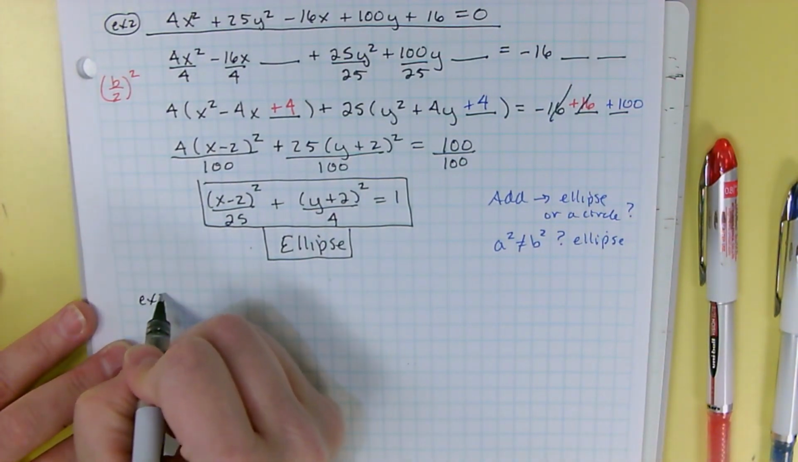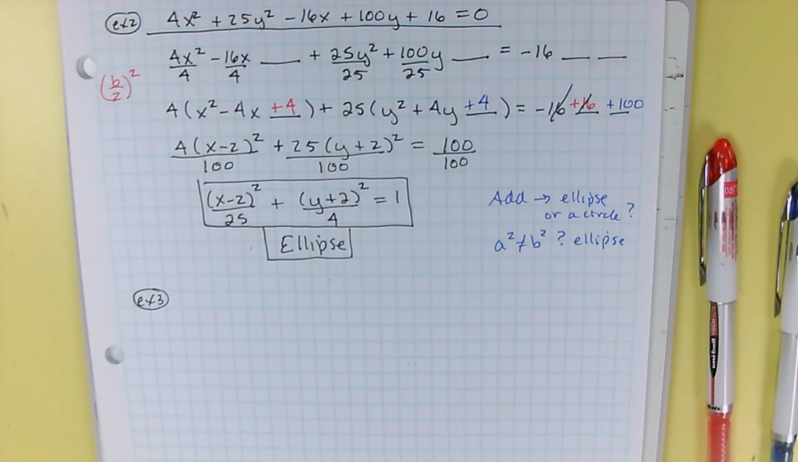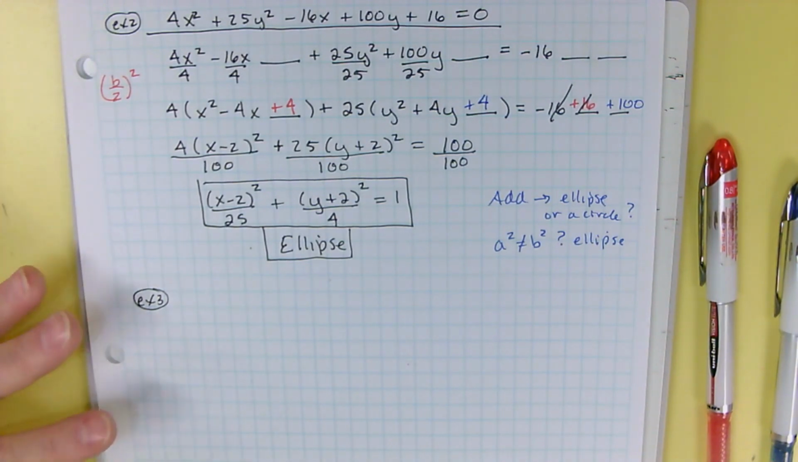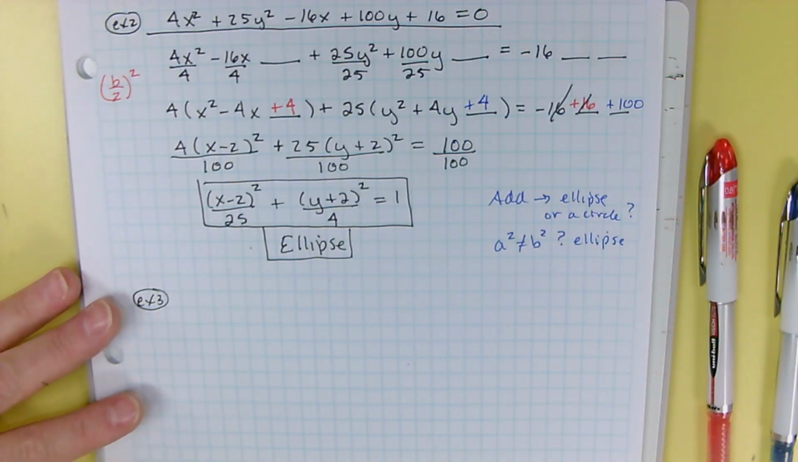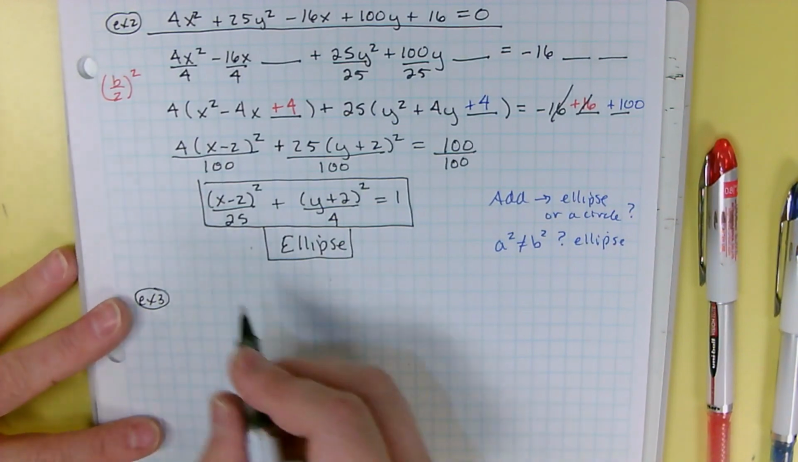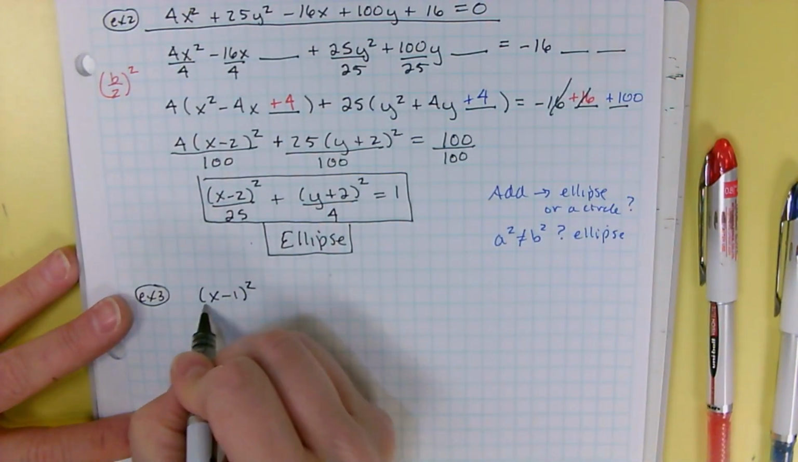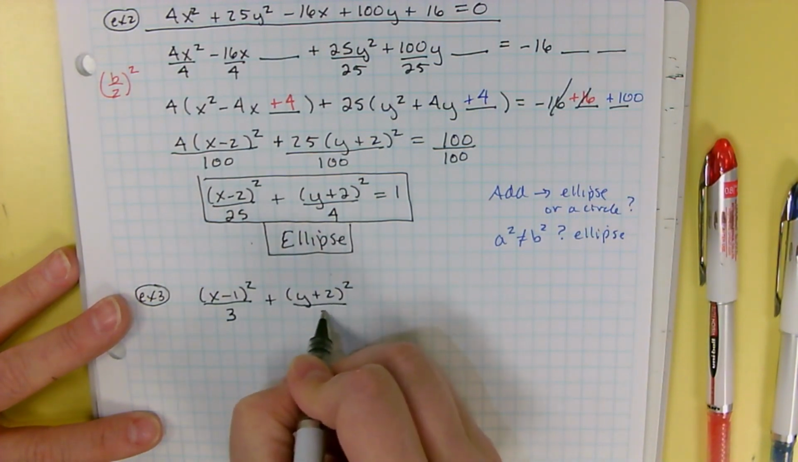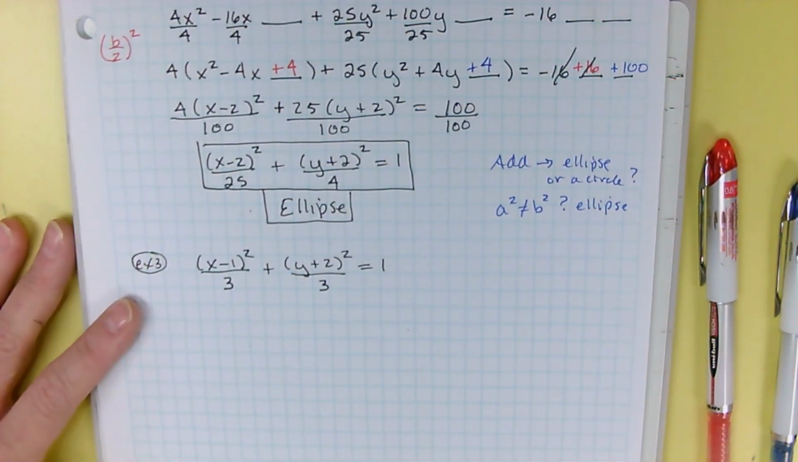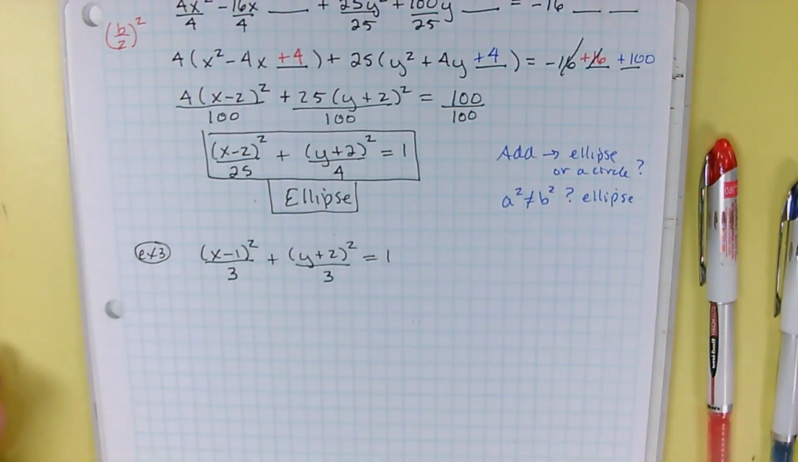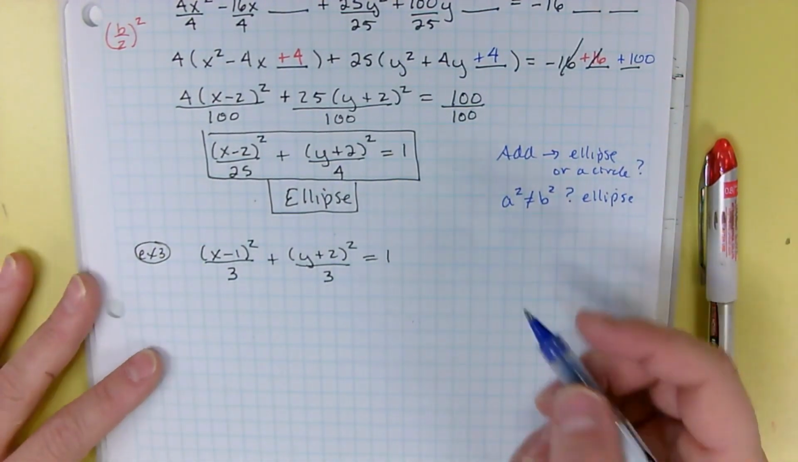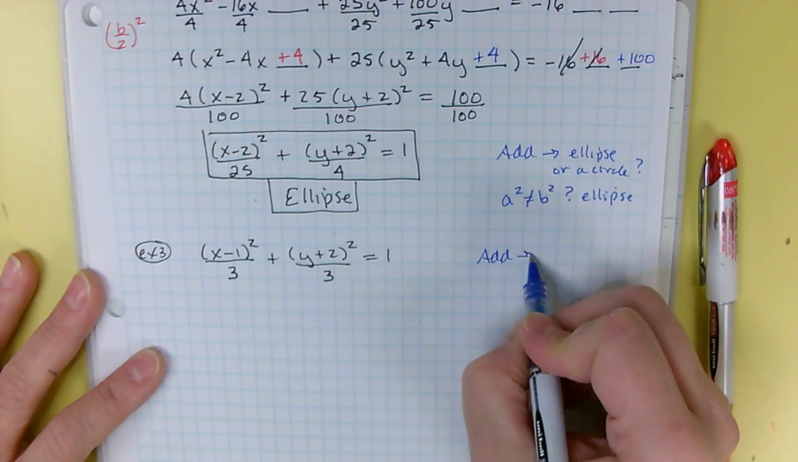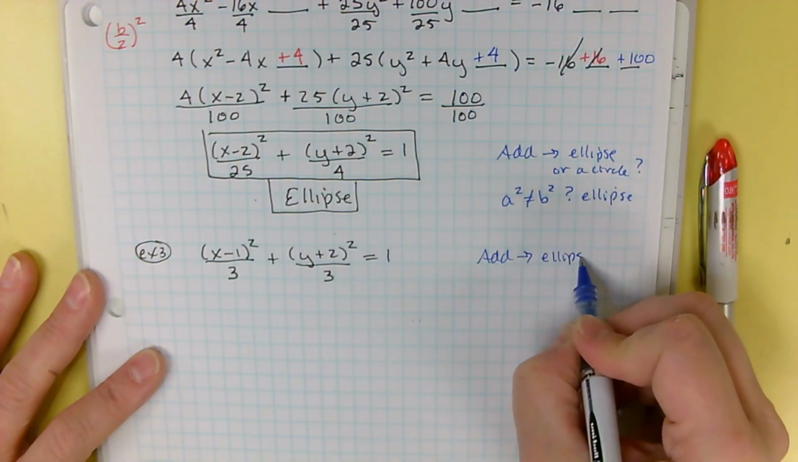All right, so example 3. This one, we're going to pick it up halfway through the process because I just want to show you what it looks like. So you've been solving this and you end up with something like this. (x minus 1) squared over 3 plus (y plus 2) squared over 3 equals 1. So the fact that it is addition means ellipse or circle.